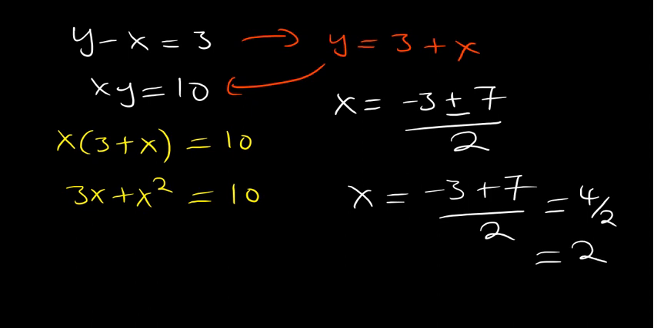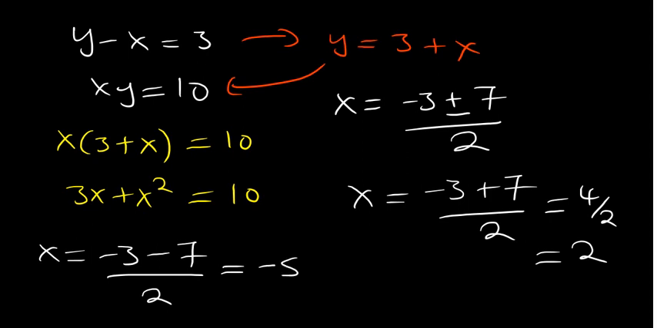And then the other possible value of x is where I get the negative now. Negative 10 divided by 2 gives me what? 5. Negative 5. So these are the two possible values of x that we have.